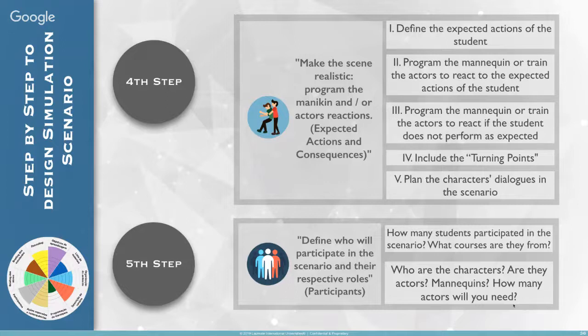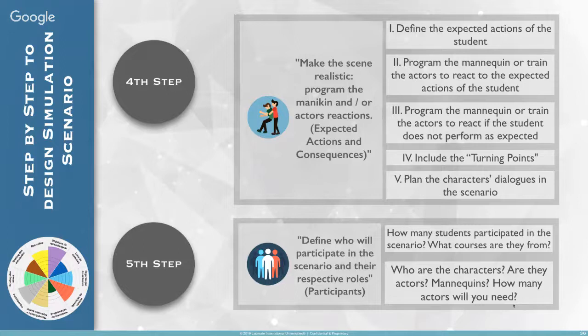Then you will describe the mannequin setup or the reactions and speeches of the actor if the student does what you expect. So this is going to be feedback for the student that they are doing well, right? But it's also very important to plan the reaction of the mannequin or the actors if the student does not perform as expected. Remember to plan the turning point in the scenario.